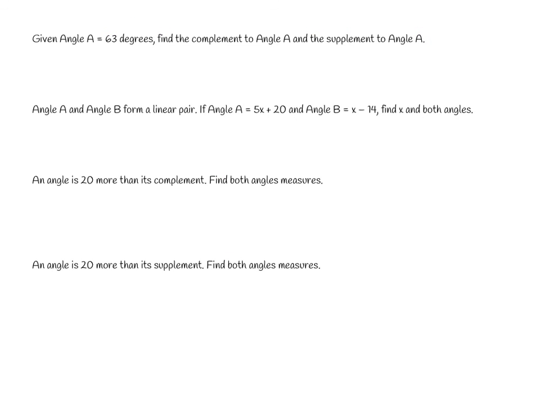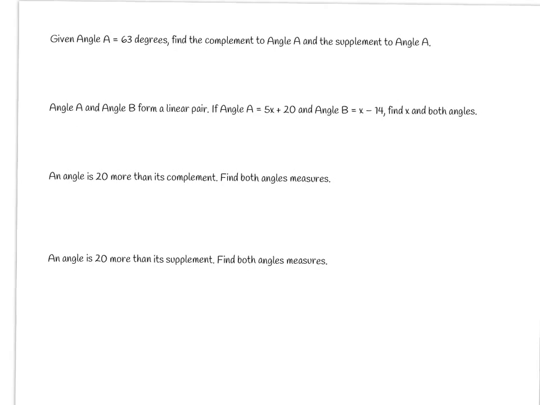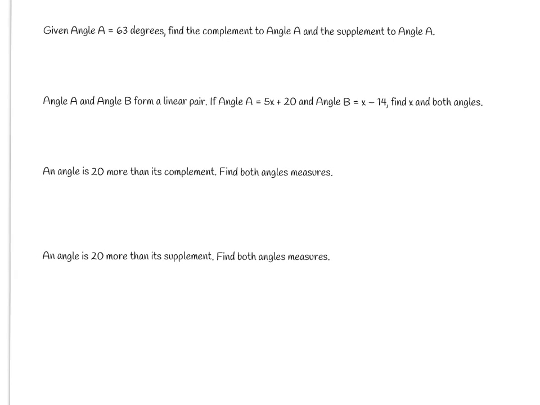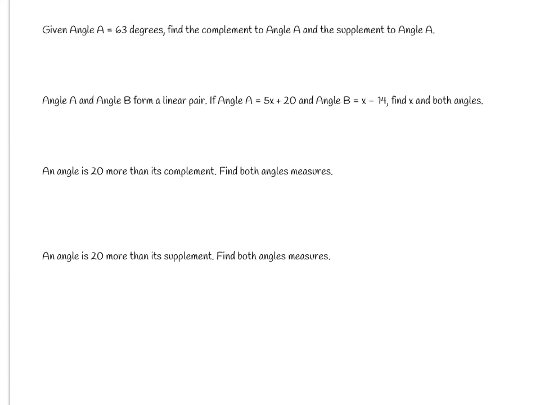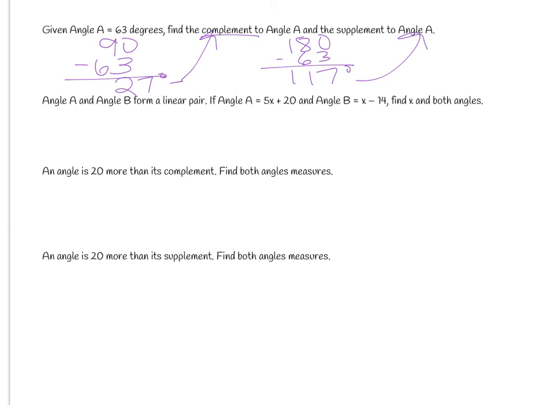Okay, so this is an example using that. Given A is 63 degrees, find the complement to A and the supplement. If A is 63 and we're talking complement, we would do 90 minus 63, and I would get 27 degrees. That would be the complement. And then supplement, 180 minus 63, and it's 117. That would be the supplement.